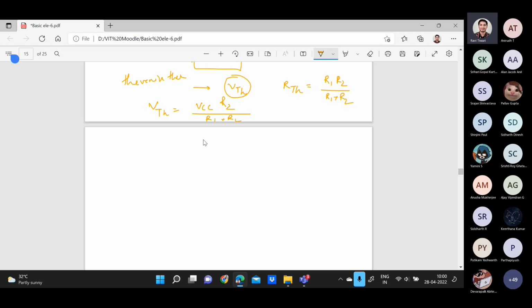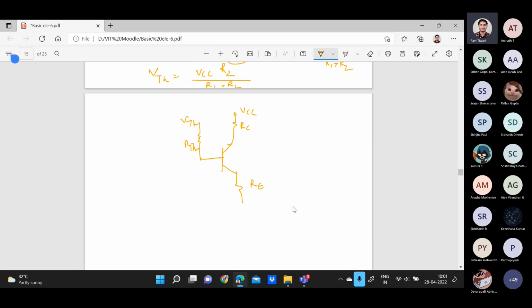After that, if you redraw this circuit, it will be like this one. Here we are having the VTH, and here we are having the RTH, and this is your base terminal, and then this will be RC, this is VCC, and this is your RE, like this, right? After that, you know the procedure, how you can apply the loop here. Okay, so the same thing you can do as you have done earlier.